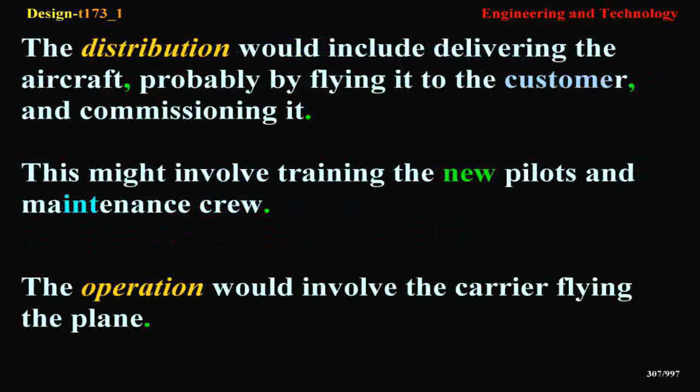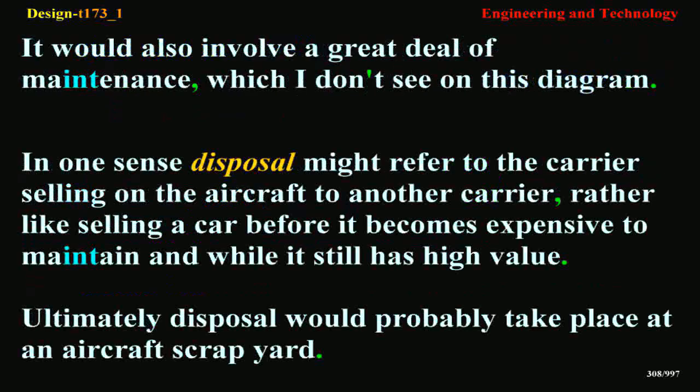The operation would involve the carrier flying the plane. It would also involve a great deal of maintenance, which I don't see on this diagram. In one sense, disposal might refer to the carrier selling on the aircraft to another carrier, rather like selling a car before it becomes expensive to maintain and while it still has high value. Ultimately, disposal would probably take place at an aircraft scrapyard.